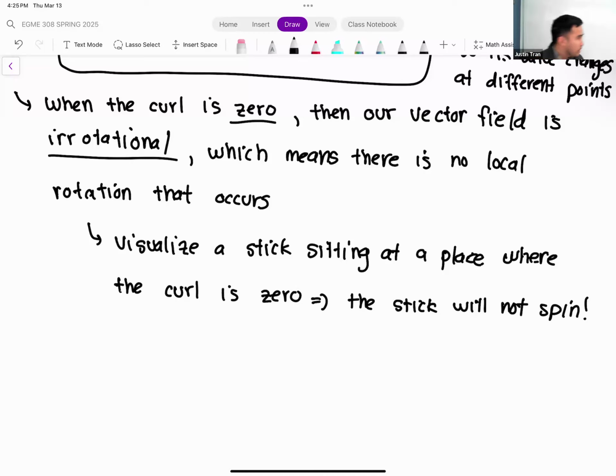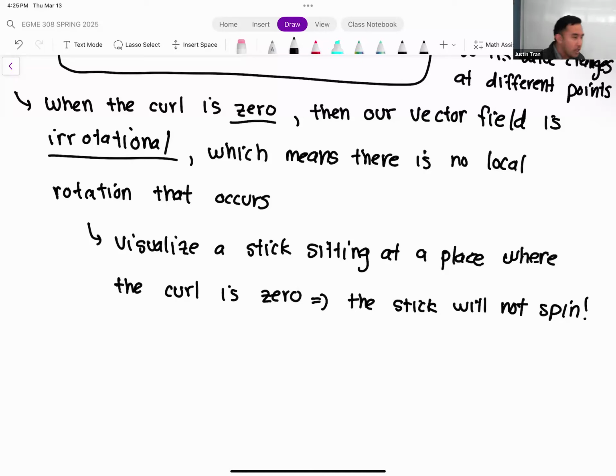When I think of curl, there's this species of seals. This is a little bit of a tangent, but I think these seals are really cute. They're called ringed seals, and they like to sit in the water and just spin. So I think of those seals whenever I think of irrotational and curl. If there is a curl at a location, then the seal will spin at that location.